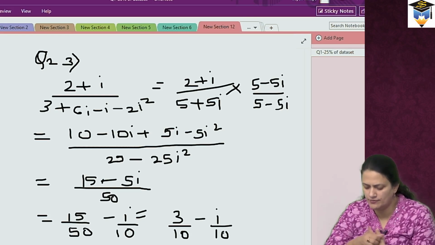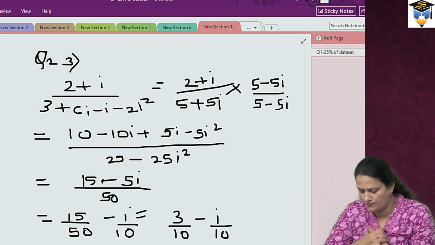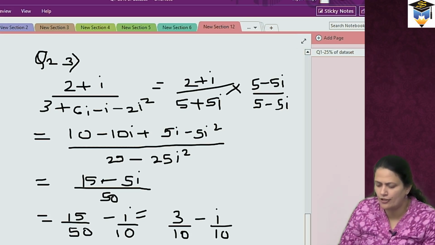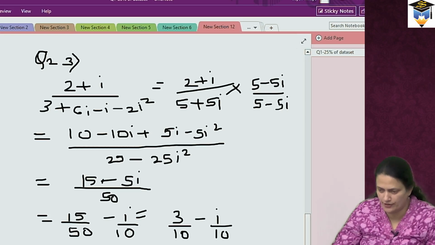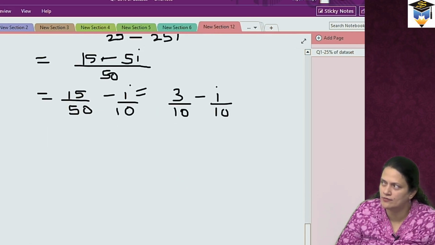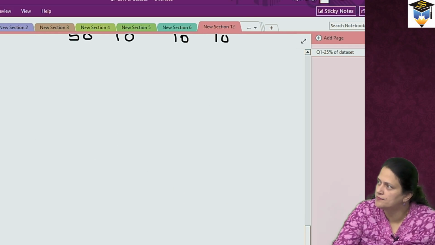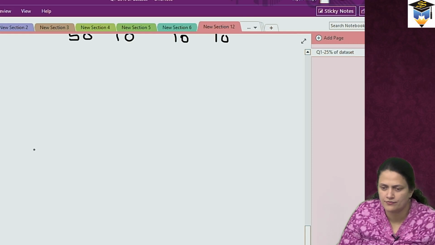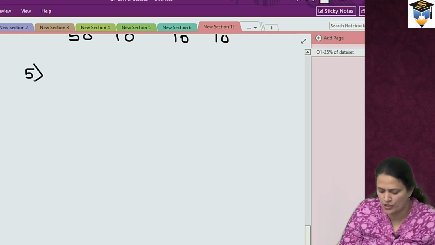After this question we will solve question number 5. Instead of 5, actually 5 is easy, but we will solve it. I hope everybody has written it down. Okay. Now question number 5. Okay. Question 5 from the same question number 2 we are solving.